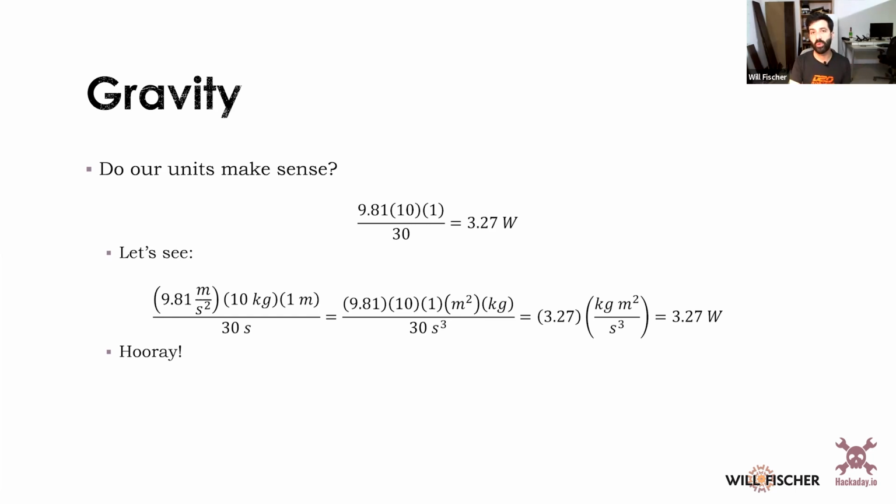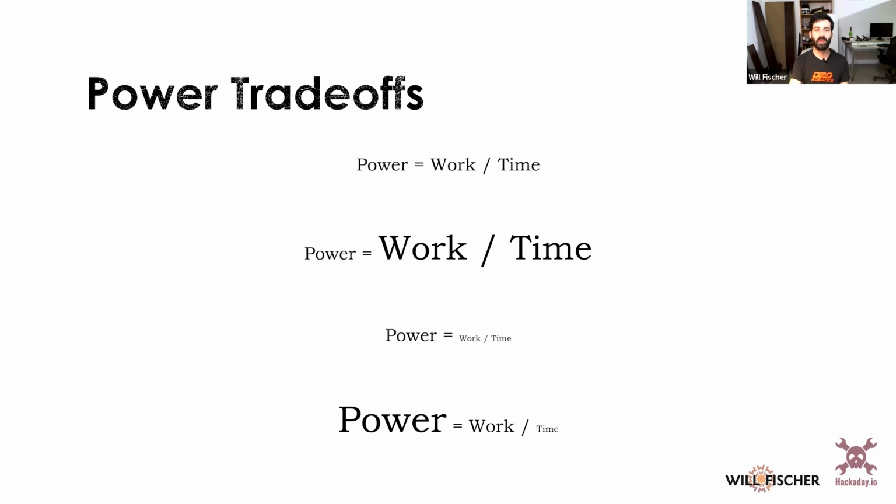This is a really convenient way to make sure you're doing it right. Power comes with trade-offs, as always. As we know from our formula, we have this divisor in the middle. So we can start with a medium amount of power and do a medium amount of work in a medium amount of time.